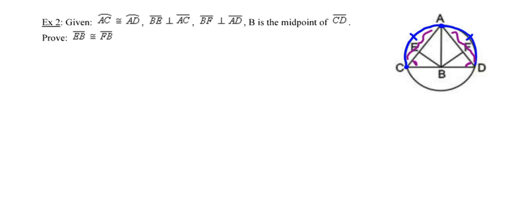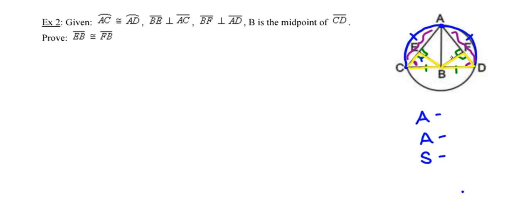Segment BE is perpendicular to AC. Segment BF is perpendicular to segment AD. And B happens to be the midpoint of segment CD. And they want us to prove that segment EB is congruent to FB. So from the way we've marked this diagram, it's pretty clear to me that we're going to prove those yellow triangles congruent by angle, angle, side. And once the yellow triangles are congruent, CPCTC will give us the desired segments.